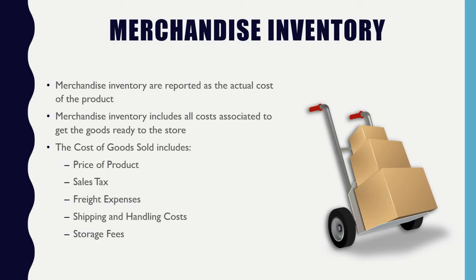Merchandising inventory includes all costs associated with getting the goods ready and shipped to the store. So every single cost to get the goods to the store. What does that include? It will include the purchase price that you bought it for. It's going to include any sales tax. It's also going to include any freight expenses. What is freight? Freight is another word for shipping. There are also separate charges such as shipping and handling fees, as well as storage fees if there needs to be storage, and you have to include those as part of the overall inventory cost. So every single cost to get your product ready and shipped to the store.